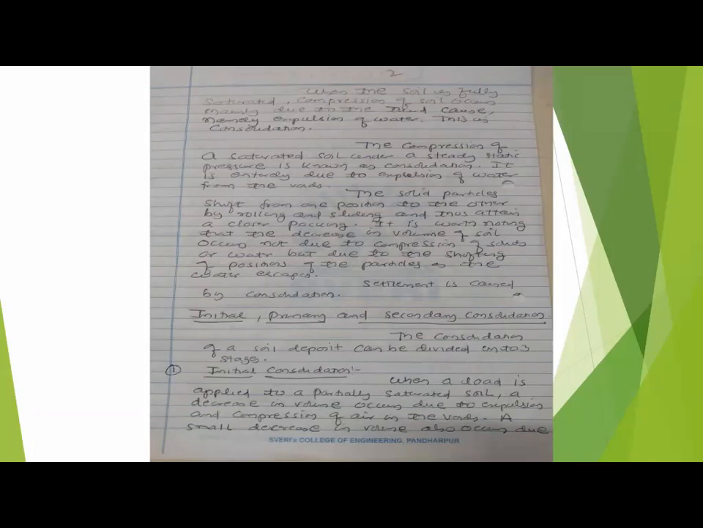So when the soil is fully saturated, of course, for consolidation to happen, the soil should be saturated. Otherwise, when there is no water in it, where would the expulsion come from? When the soil is fully saturated, compression of soil occurs mainly due to the third cause, that is expulsion of water from the voids, and this process is called consolidation. Forget the definition, how to write it in the exam, memorize it, learn it by heart, whatever you do, but understand the concept.